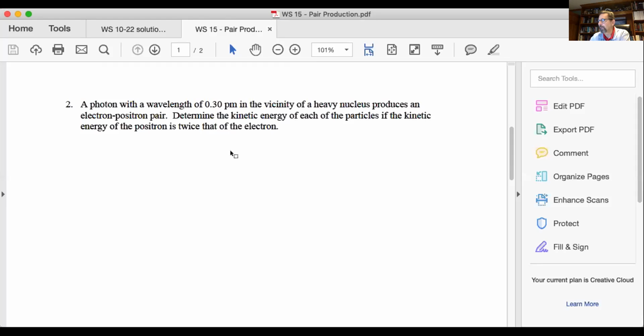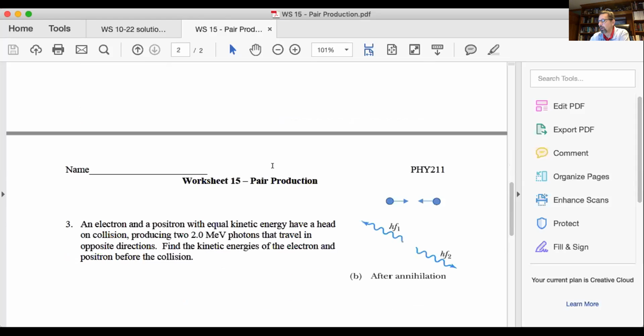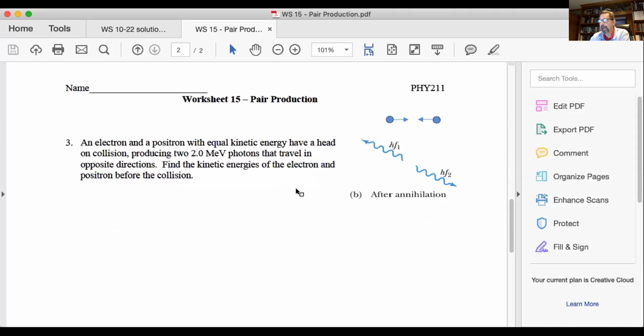You want to determine the kinetic energy, if the kinetic energy of the positron is twice that of the electron. Remember we said it doesn't split 50-50. This is one such example. And then the last one, this is an annihilation between a positron and an electron, and it's creating two photons in order to conserve both energy and momentum. We want to find the kinetic energies of the electron and the positron before the collision. So that's what we're going to do here for about the next 5-10 minutes.